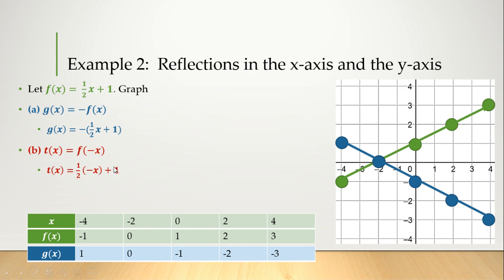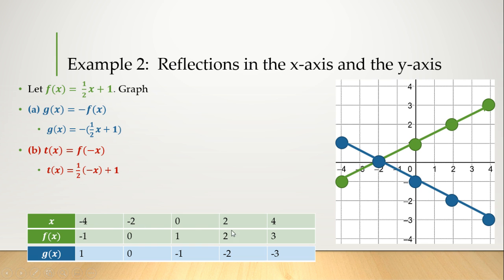To do t of x, notice how the negative is now inside. I don't have an f of x, I now have an f of negative x, which means I need to take my original equation and change from an x to a negative x. Whatever is inside the parentheses, that's what you're going to change your original x into. So now I've got 1/2 of a negative x plus a 1.